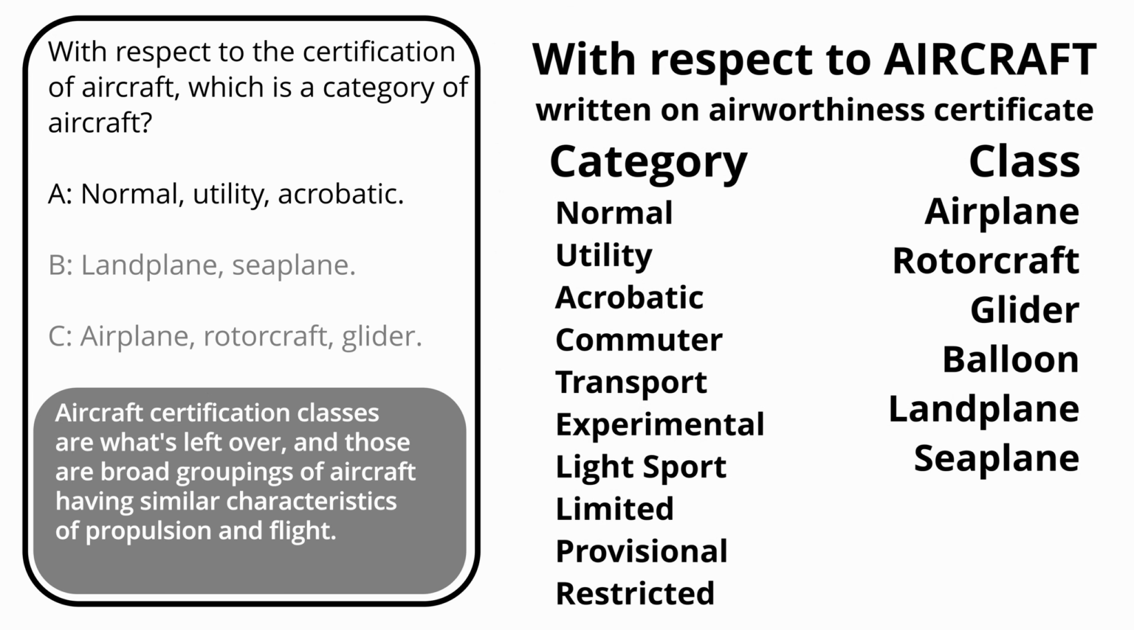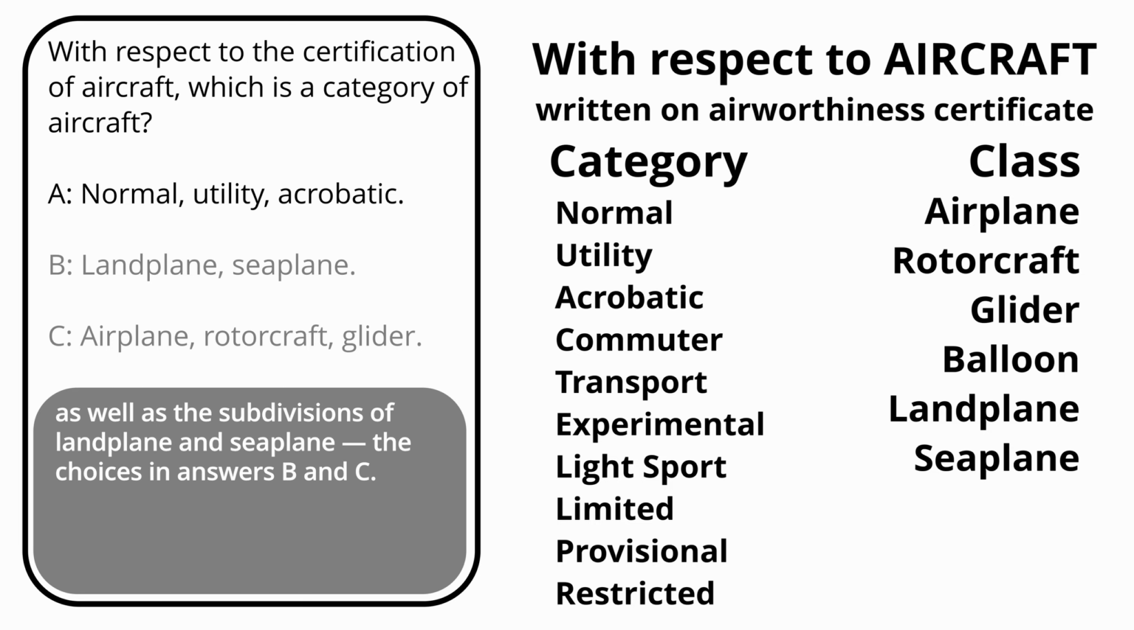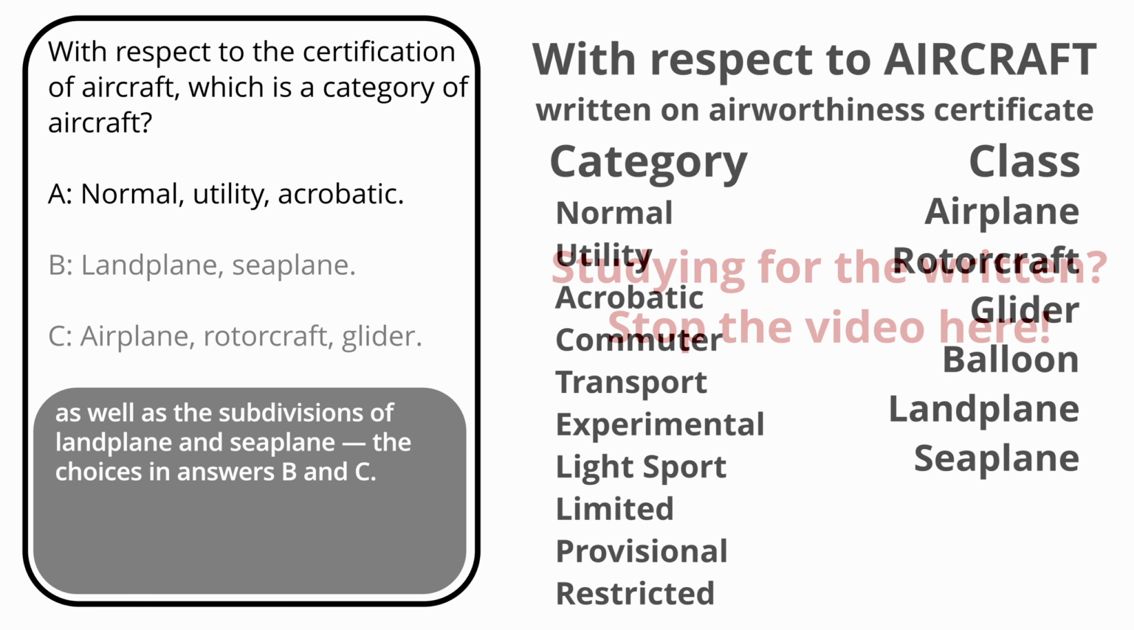Aircraft certification classes are what's left over, and those are broad groupings of aircraft having similar characteristics of propulsion and flight. With respect to the certification of aircraft, classes of aircraft include airplane, rotorcraft, glider, and balloon, as well as the subdivisions of landplane and seaplane. The choices in answers B and C.